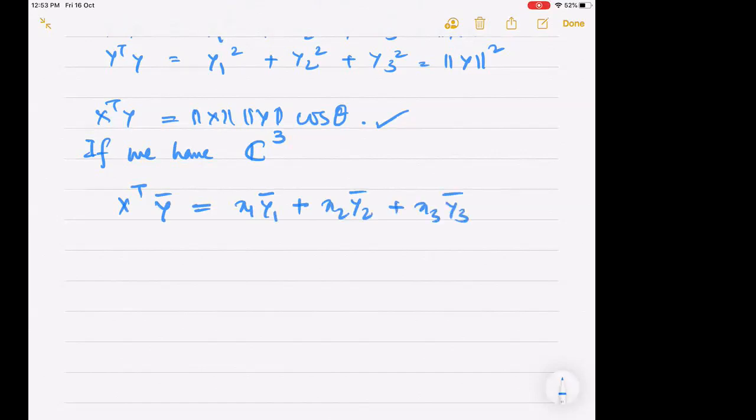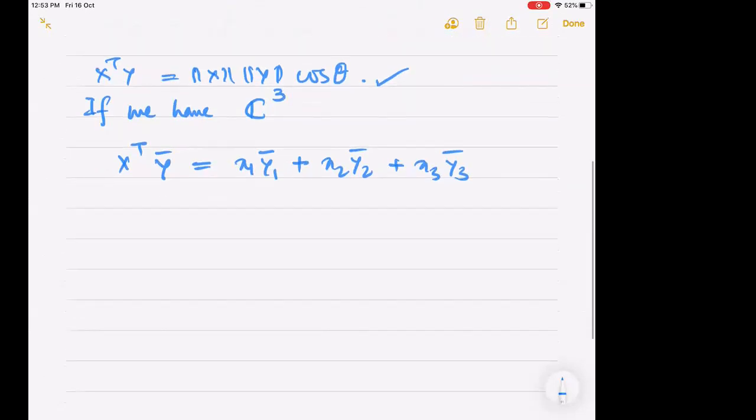Yeah, and why is this necessary? Because I want this X transpose X to be the length, right? So this must be the length square, which means it has to be greater than or equal to 0 for all X.